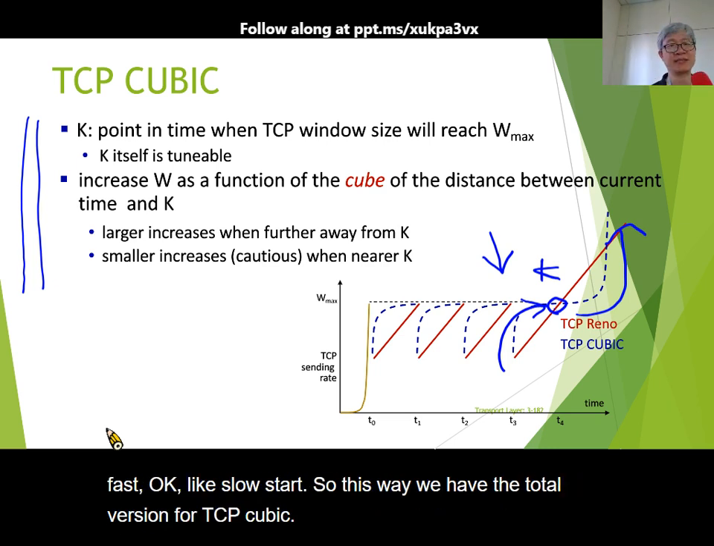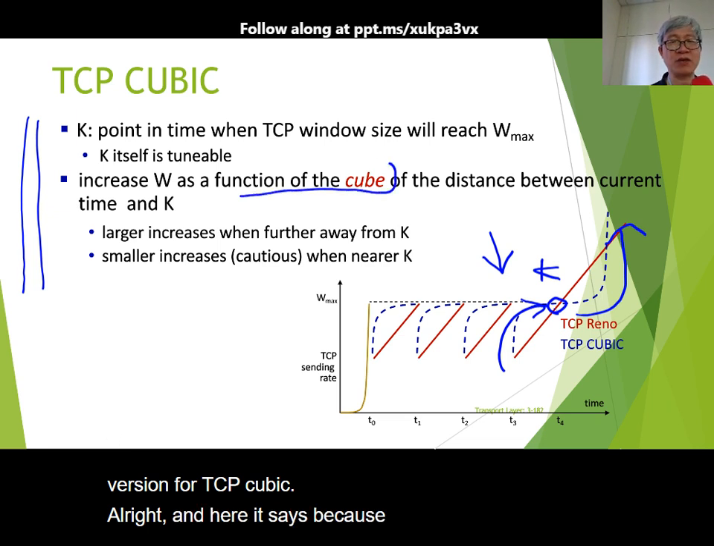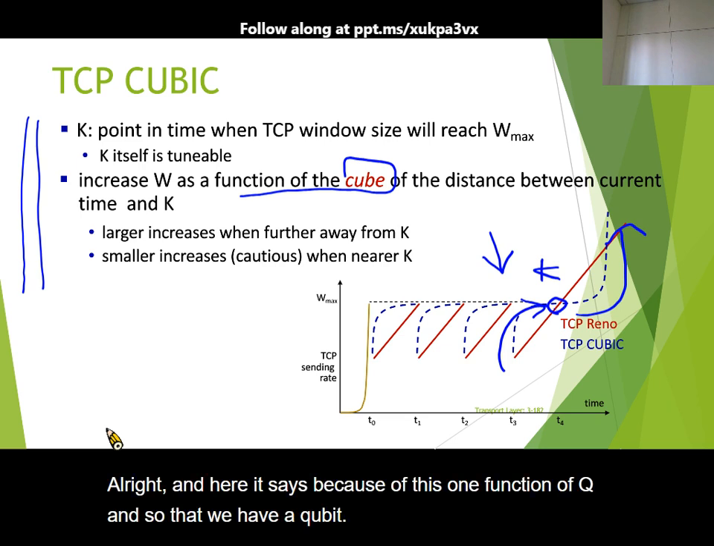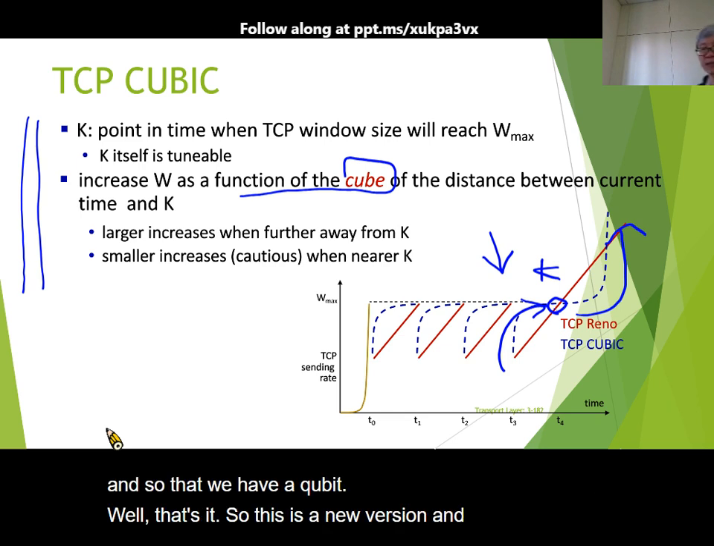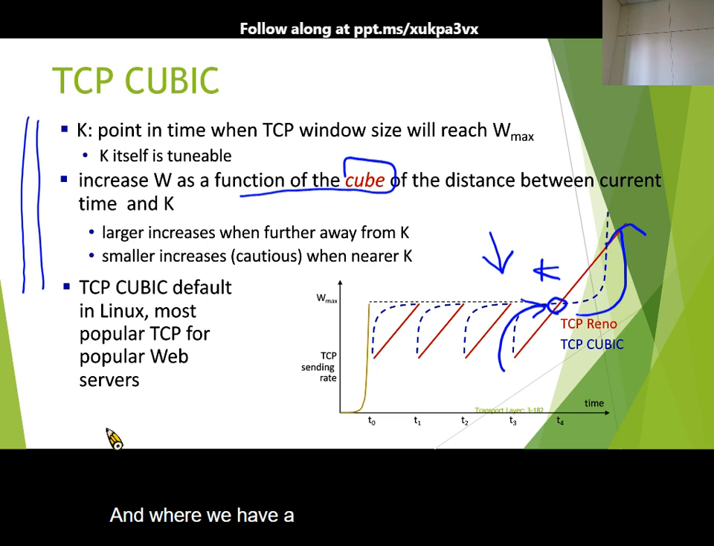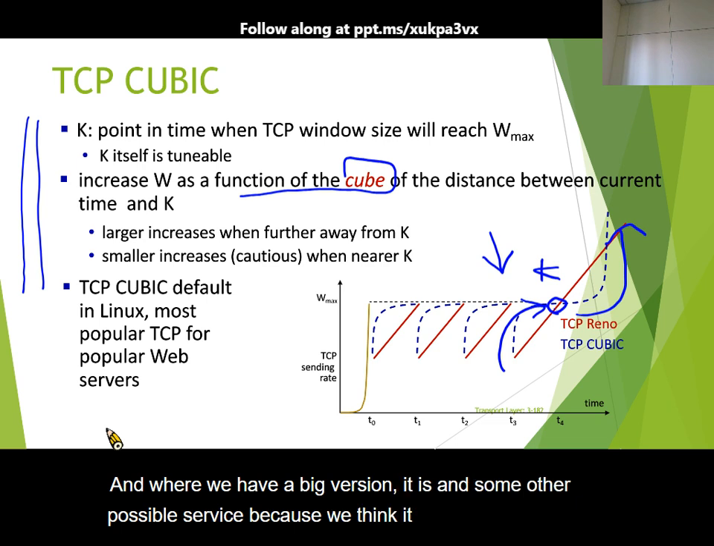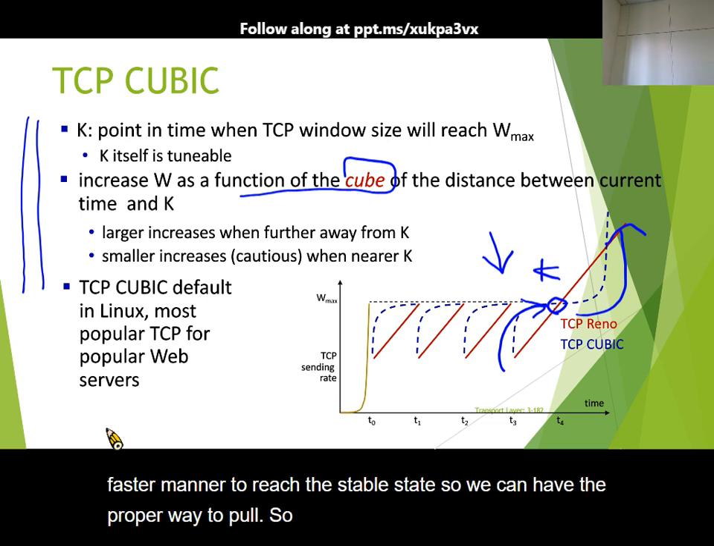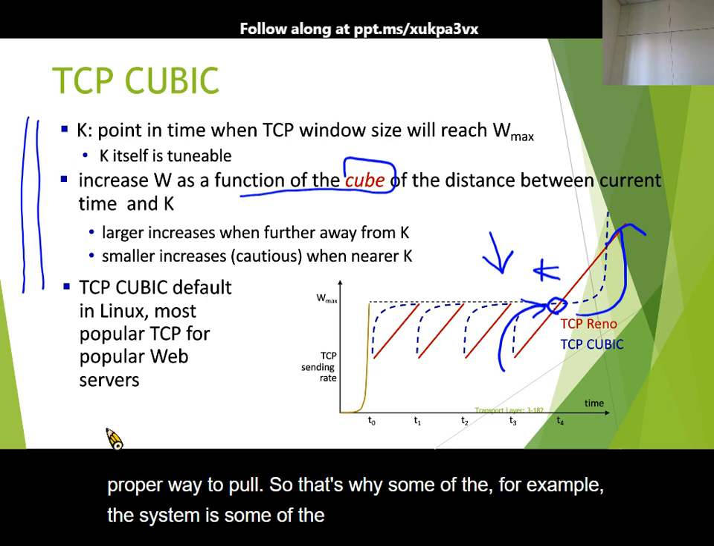Alright, and here it says, because of this function of a cube, we have the name cubic. Well, that's it. So this is a new version, and I just let you know the concept. This version is used in Linux and some other services, because we think it is a faster manner to reach the stable state, so we can have the proper way to probe. That's why systems like Linux prefer this new version.